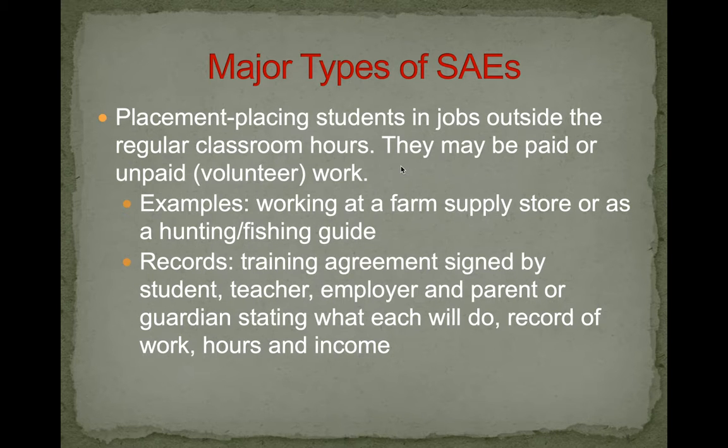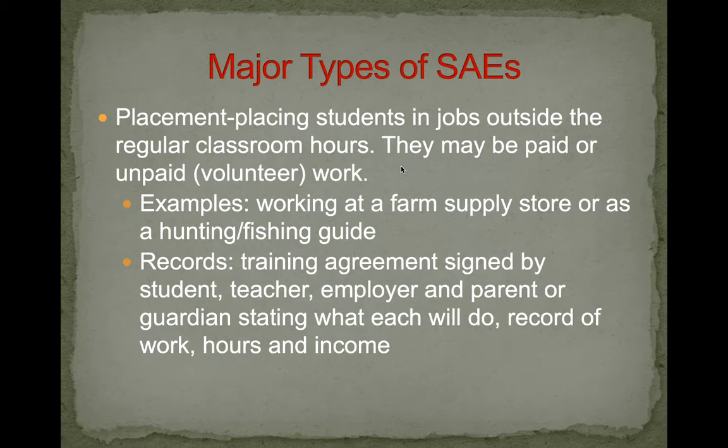So the very first type of SAE that was ever created was an entrepreneurship project, and that was where people actually had stuff on their own. But eventually it got to a point where people said, well, I don't necessarily have resources. So since I don't have resources, what can I do? Well, that was when they came up with the second type of SAE that was ever created, and that is placement. And placement is where you're working for somebody.